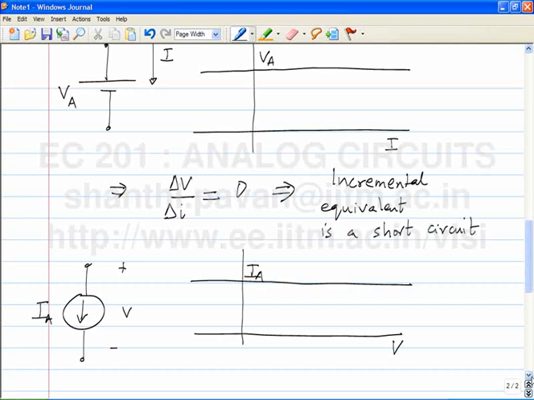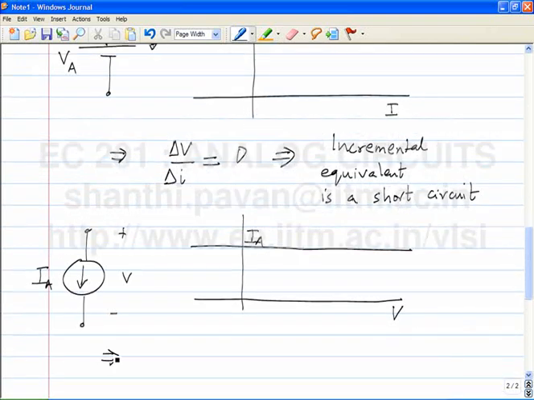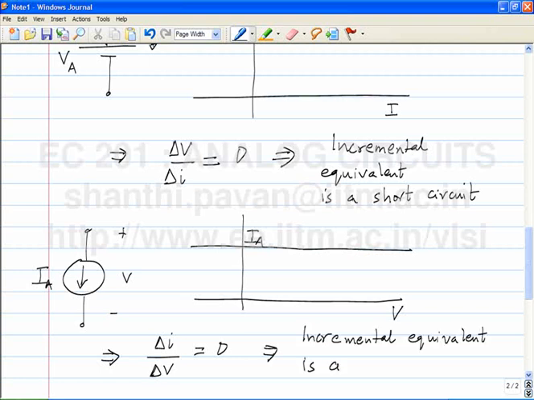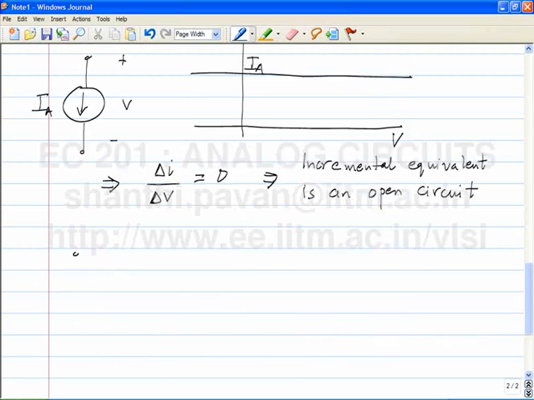Okay. So, now what do you find? What would be the incremental equivalent of a current source? It should be an open circuit, because the change in the current due to a change in the voltage is 0, which means that the incremental conductance of an ideal current source is 0. Does that make sense? So, the incremental equivalent is an open circuit.